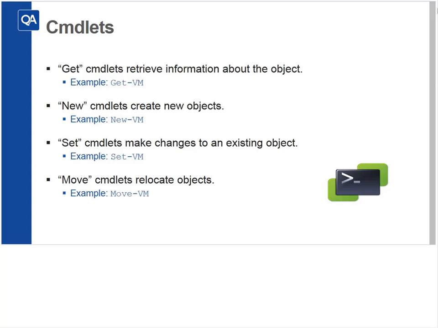The cmdlets themselves are mostly gets and sets, that's mostly what I use. So if I want to find out something, it's Get-something, Get-VM. If I want to change something, it'll be Set, so Set-VM. If I want something to appear, it's almost always New. There might be the odd Add, but New-VM. And there are a few others sitting around there. So for example, Move-VM will allow you to move a virtual machine from folder to folder, or even datastore to datastore.